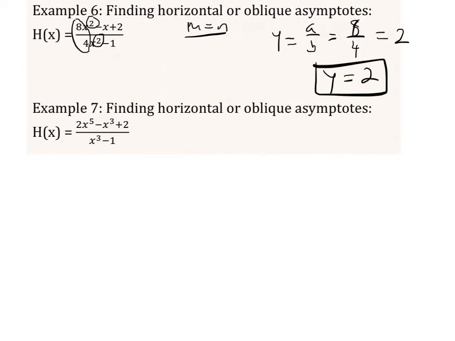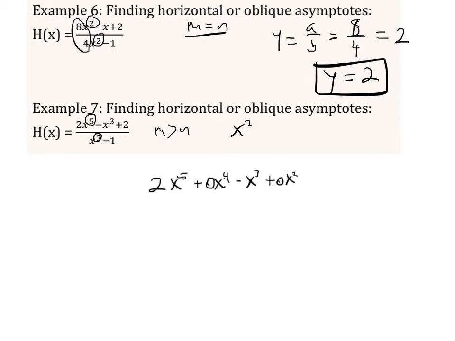Okay, our next example, we have another one of those where the power on top is greater than the power on the bottom. And this one's a little funky because it's going to create an x squared oblique asymptote. Okay, and I just want to show you that this can happen, but it doesn't necessarily change the way we do anything. Okay, so again, we're going to long divide because the power on top's greater. So we got 2x to the 5th plus 0x to the 4th minus x cubed plus 0x squared plus 0x plus 2.